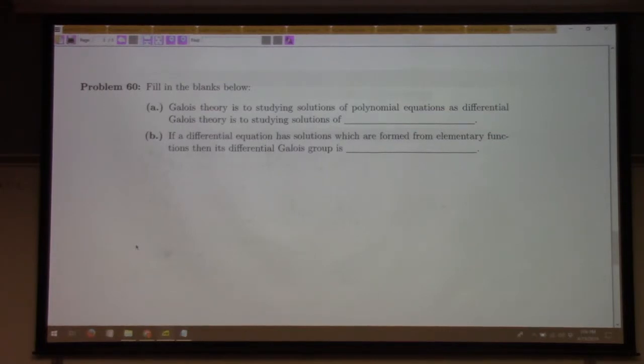Galois theory is to studying solutions of polynomial equations as differential Galois theory is to studying solutions of differential equations. This you probably could have guessed without listening to me blather on for the last 90 minutes. If a differential equation has solutions which are formed from elementary functions, then its differential Galois group is? I said abelian. Abelian is correct.